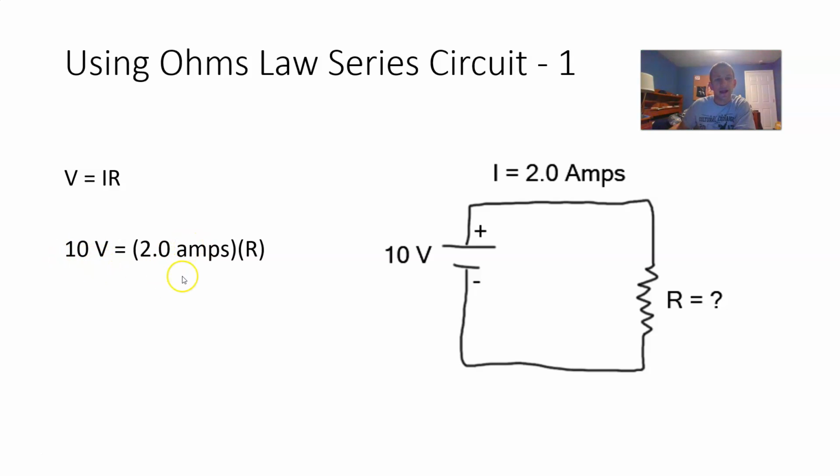When you do that, the 2 cancels out, and that gets R all by itself, and your equation will end up looking like this. We've divided both sides by 2, the 2 cancels on the right, leaving 10 volts divided by 2 amps on the left, which will give you your resistance. Pull out your handy dandy calculator, and you will find that if you have a 10-volt battery and 2 amps of current running through that wire, then your resistance must be 5 ohms. This is a 5 ohm resistor.